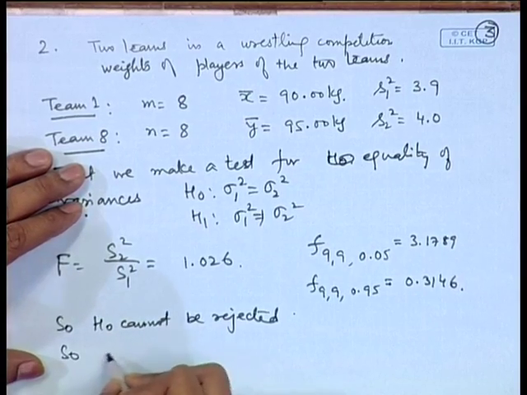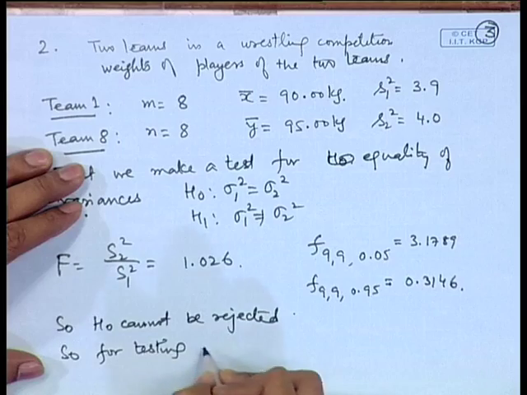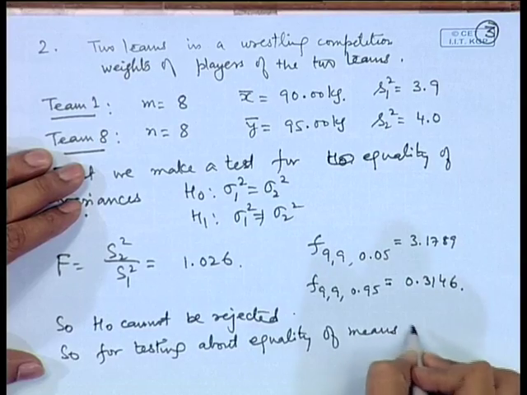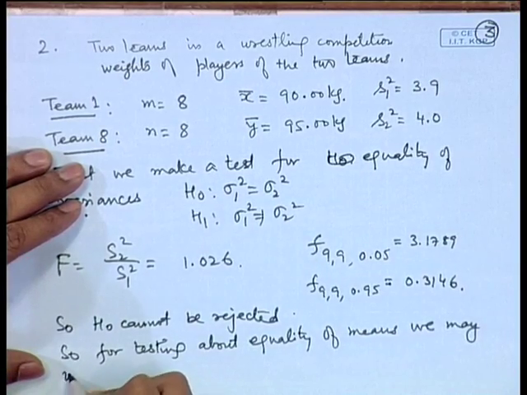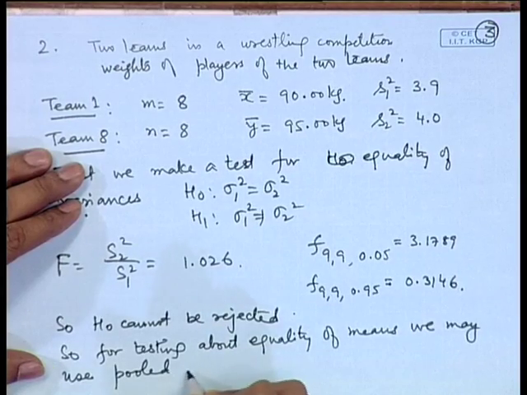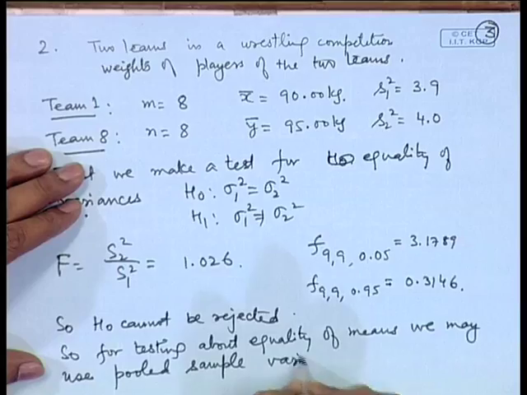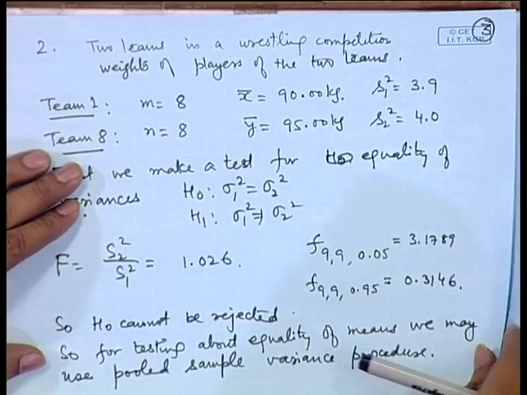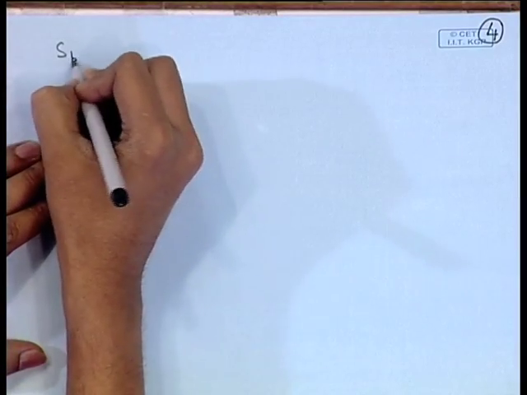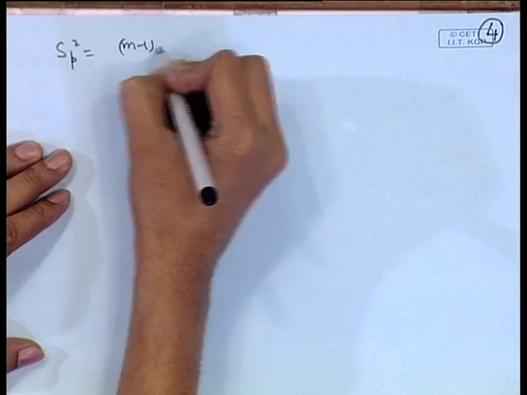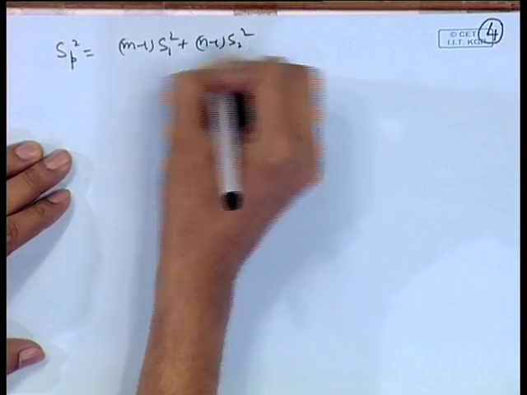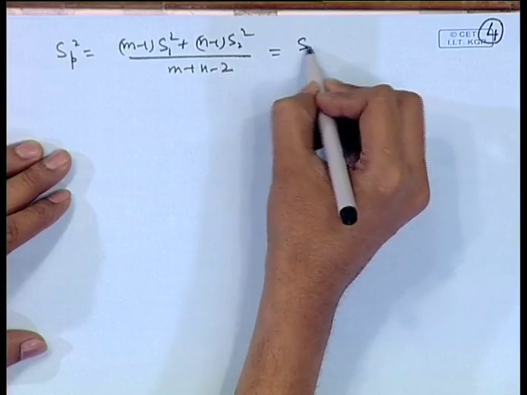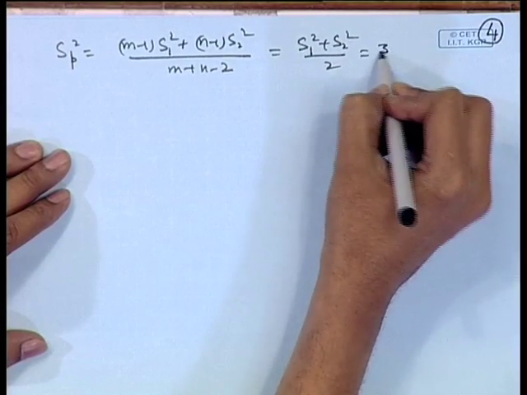So, for testing about equality of means, we may use pooled sample variance procedure, that is SP square formula. So, if we apply that, we need to calculate SP square, that is here m minus 1 S 1 square plus n minus 1 S 2 square by m plus n minus 2. In this particular case, m and n are equal, therefore, this becomes simply S 1 square plus S 2 square by 2, that is equal to 3.95.